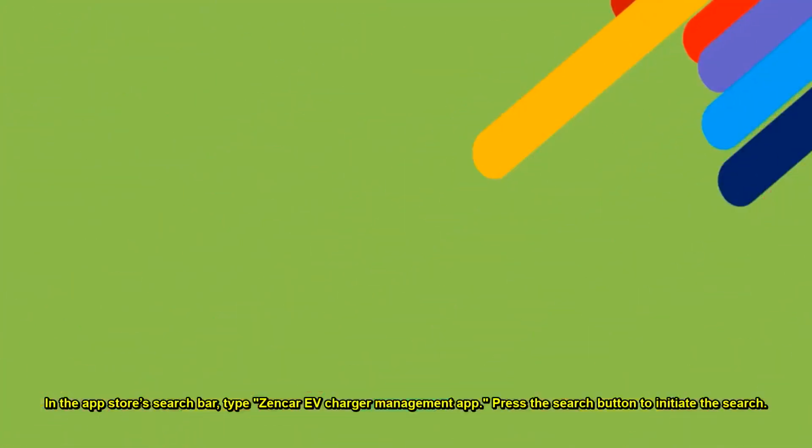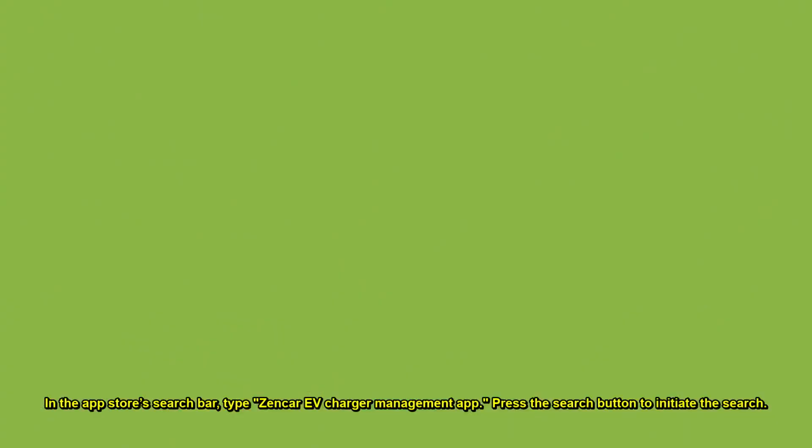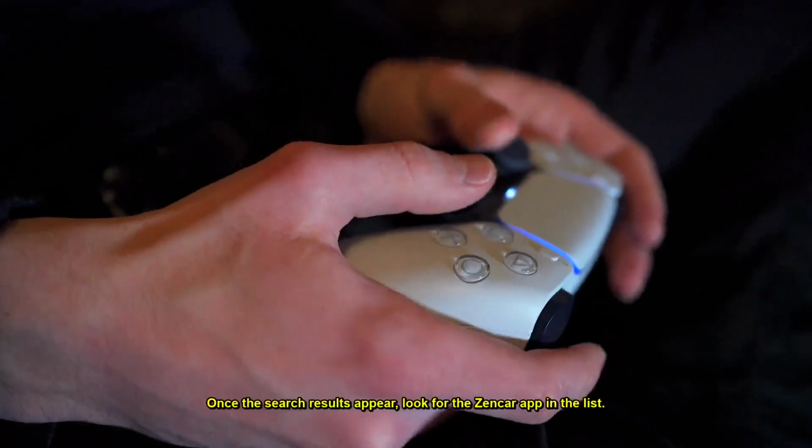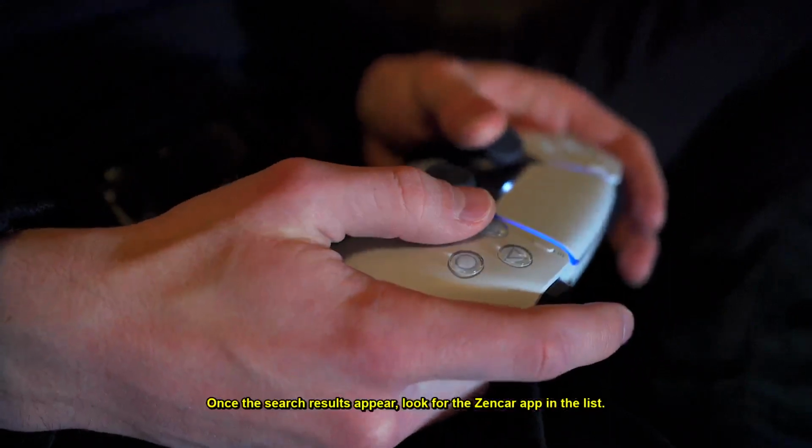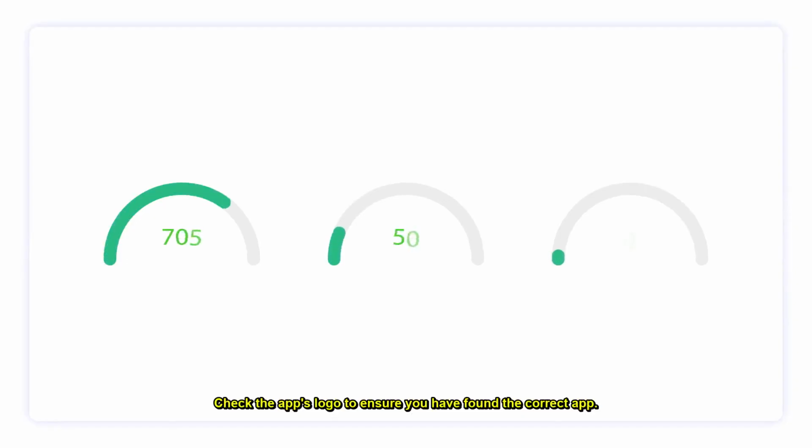In the App Store's search bar, type Zencar EV Charger Management app. Press the search button to initiate the search. Once the search results appear, look for the Zencar app in the list. Check the app's logo to ensure you have found the correct app.